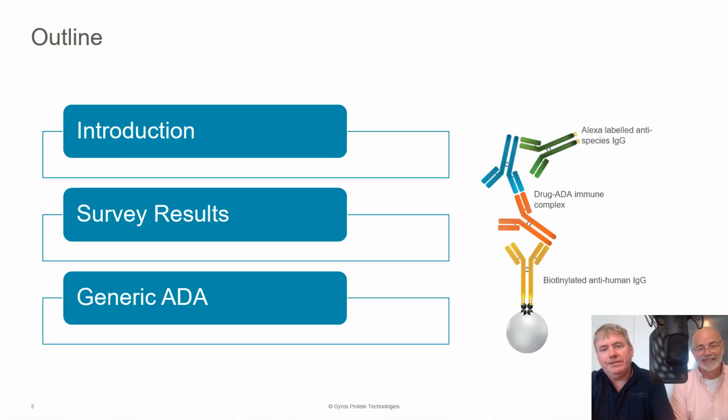So the outline of today's podcast is that we're going to give an introduction to ADA, anti-drug antibody. We've already done a podcast on ADA assessment, so this is really just a quick overview. Then we're going to go through an interesting survey that was done by Bioanalysis Zone to understand the market for generic assays and the utility of generic assays. And then we're going to give an introduction to the new Gyrolab product for assessing ADA in preclinical species using a generic format.